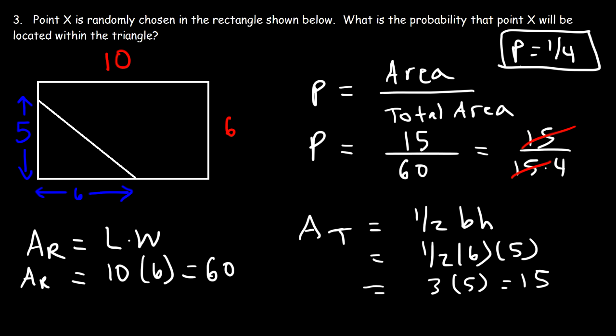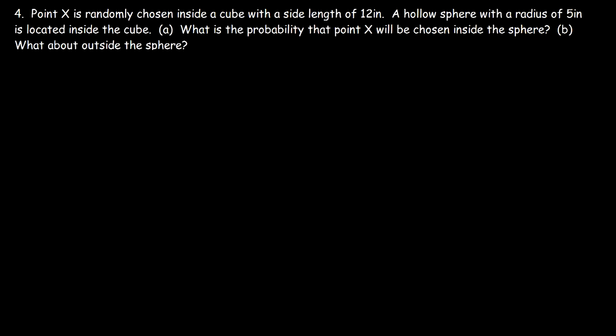So for two-dimensional objects, the probability is based on area. For a one-dimensional object, which is basically a straight line, the probability is based on length, how long the segments are. And if you have a three-dimensional shape, the probability is based on volume.